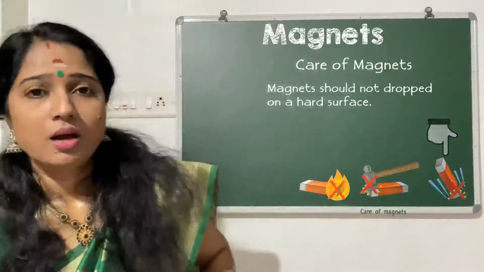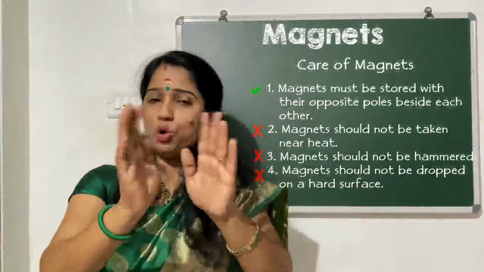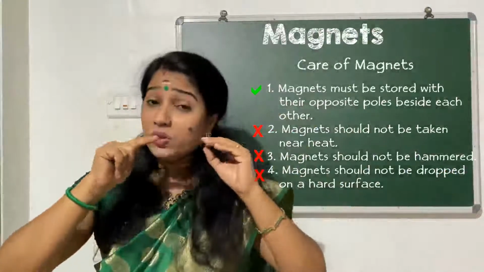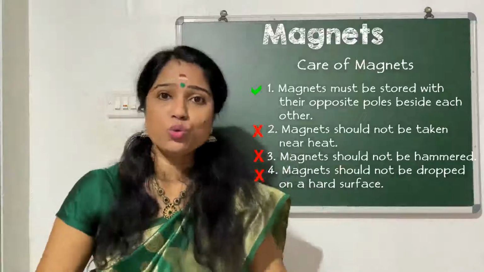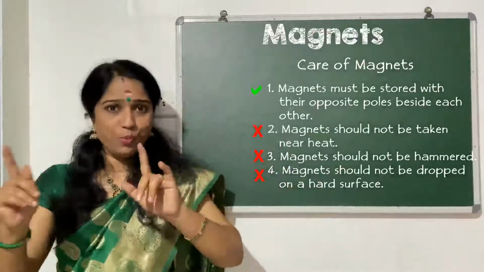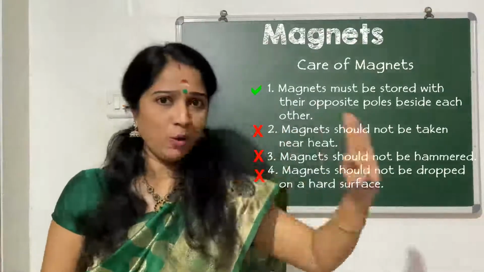The main thing is that you are supposed to keep these two poles beside each other. Then there are the other three things that we are not supposed to do. Do's and don'ts, isn't it? Do's means what? Beside two poles, north and south pole should be kept close to each other. That's the do. What about the don'ts?